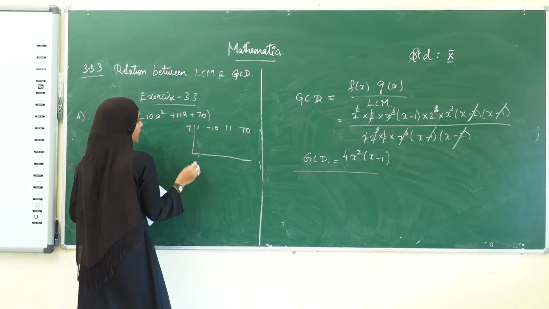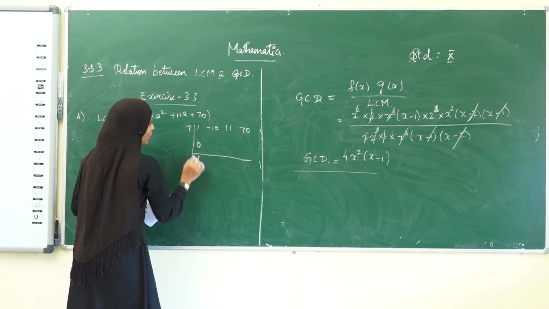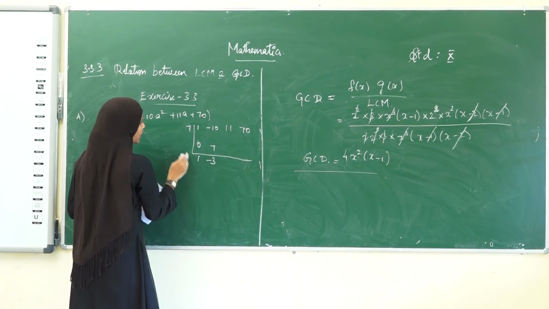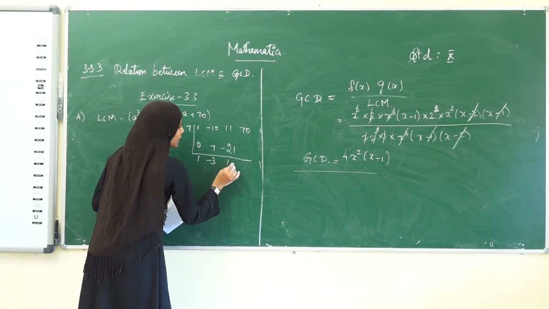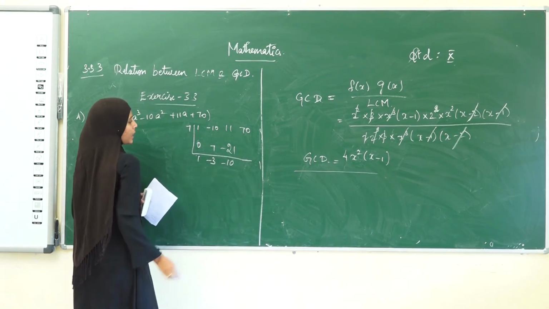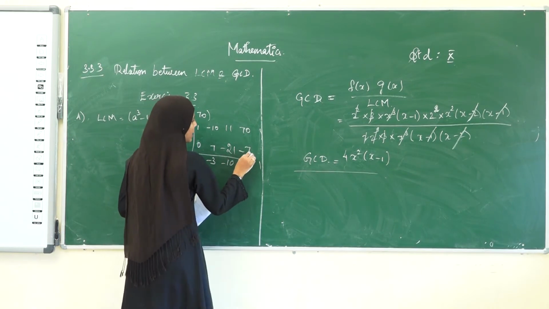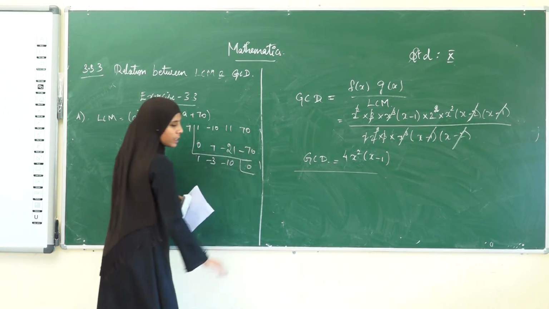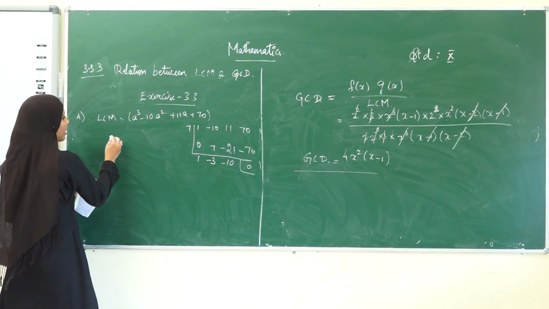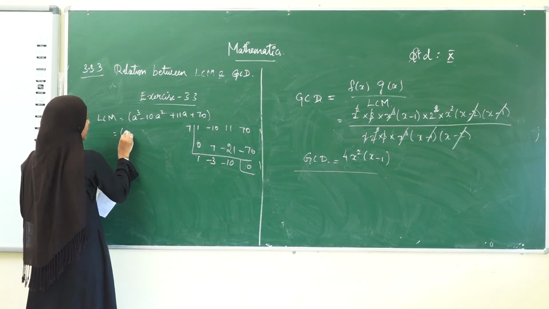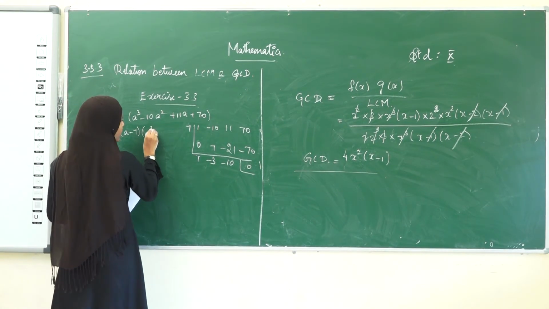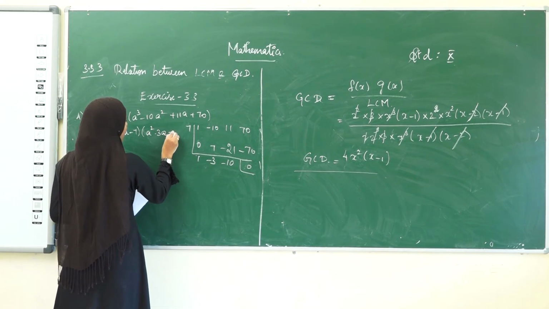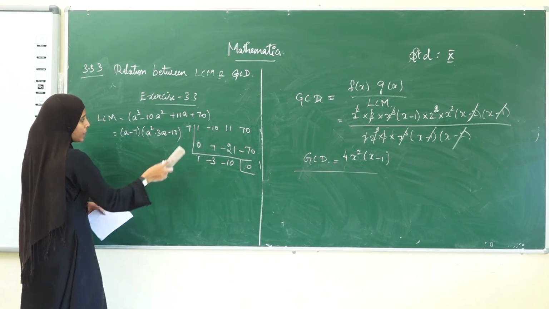Likewise, we should see for which number we get the remainder 0. Let us take 7: 0, 1, 7, minus 3, minus 21, that is, here it is minus 10. When you multiply this, we get minus 70. So the remainder is 0. Therefore, this can be changed to a minus 7 into a square minus 3a minus 10 through this method.